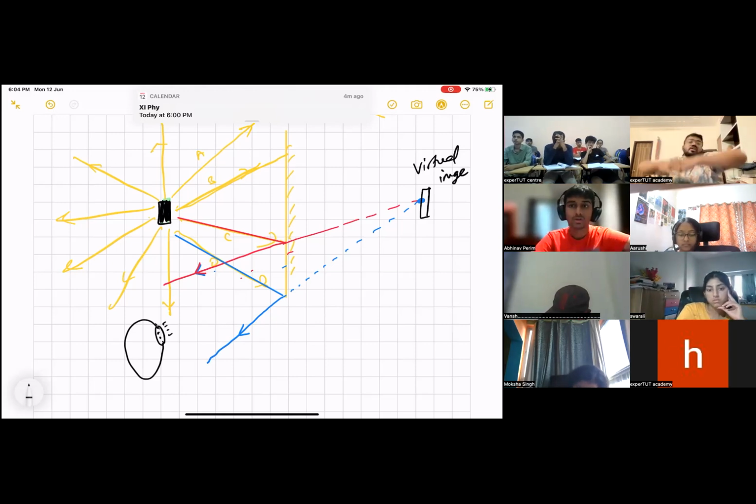If you don't see it, it's not there. Very simple. That's why it's called a virtual image. It does not exist in real. Virtual is like a virtual world.